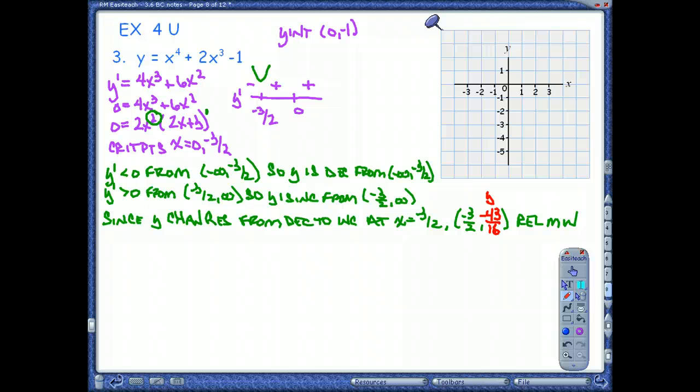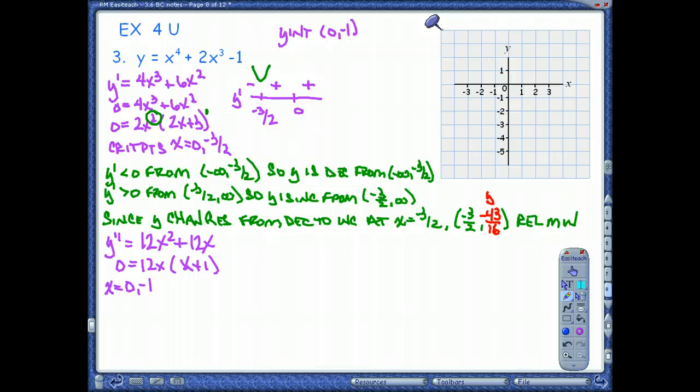Okay. So now we need to find our second derivative so we can find out about concavity. My second derivative is going to be 12x squared plus 12x. I need to set that equal to 0. I can go ahead and factor out some things all at the same time, that way I'm saving a little bit of space here. So I have possible points of inflection at 0 and -1.